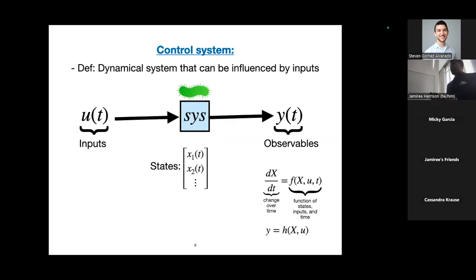So in terms of controls, if you take that same dynamical system, right, in our case, we care about bacteria, then what kind of inputs can we design in order to control that biological system? That's kind of the essence of control theory in terms of dynamical systems.